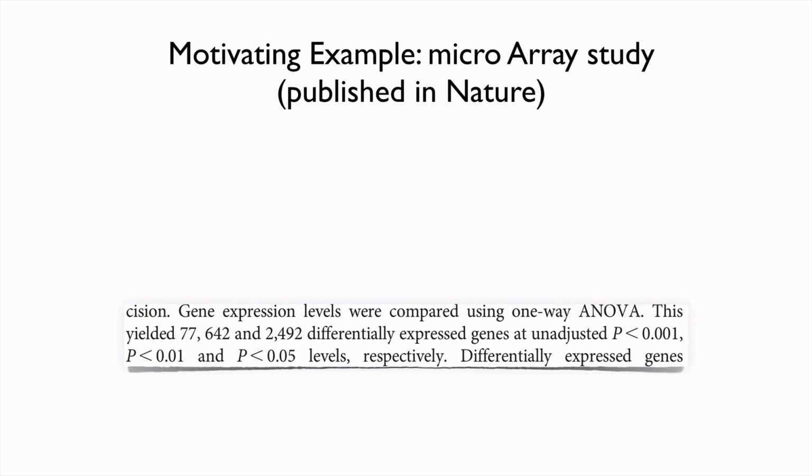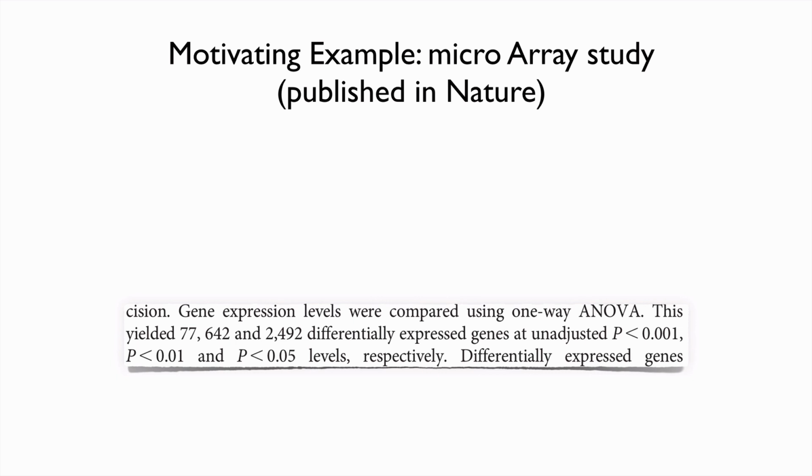And the same thing goes with p-values. Just an example that I took from Nature is a microarray study in mice. I won't name any authors of this, but the authors were looking at some differential gene expression, and they found 77 and 642 and 2482 different expressed genes at different p-value thresholds.